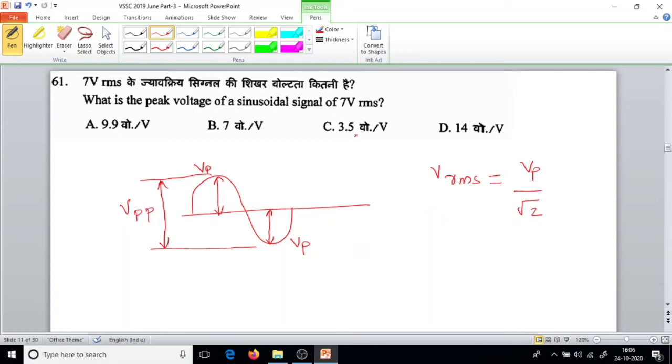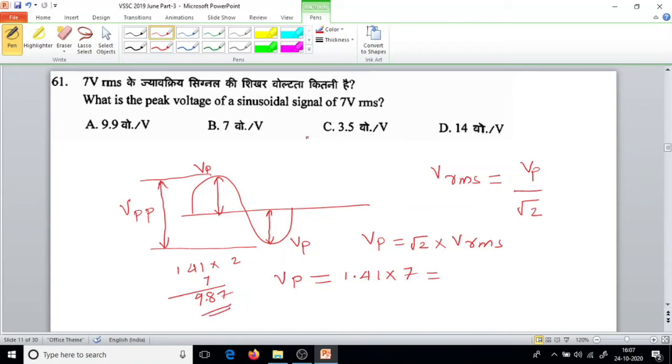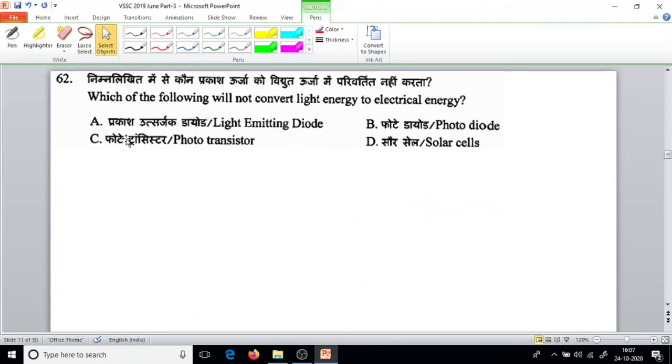Now, what is V peak? We know the V RMS voltage is 7 volt. V peak equals root 2 multiplied by V RMS. In this question, V peak equals root 2, the value of root 2 is 1.41, multiplied by 7. That gives 9.87. Which is the nearest value? 9.9. We can round it to 9.9. The answer is option A.